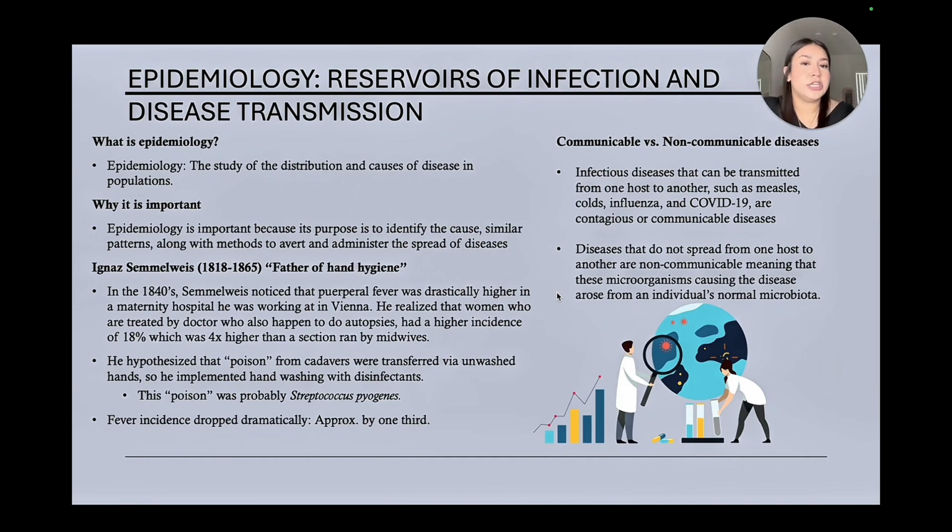In epidemiology, there are communicable and non-communicable diseases. Infectious diseases that can be transmitted from one host to another, such as measles, colds, influenza, and even COVID-19, are known as communicable diseases. Non-communicable diseases are diseases that do not transfer from one host to another. This means that the microorganism causing the disease arose from an individual's normal microbiota.